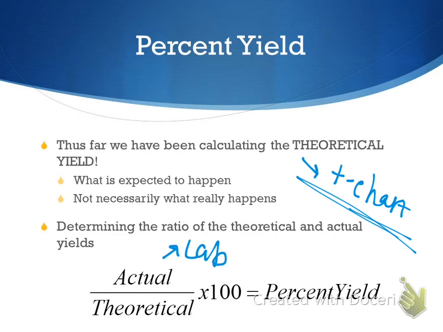Most of the time you'll see me write percent yield as just actual over theoretical, right? So A over T. A being the actual, T being the theoretical. Okay, so calculating percent yield is extremely simplistic. It's taking the stoichiometry calculations we've been doing just one step further.